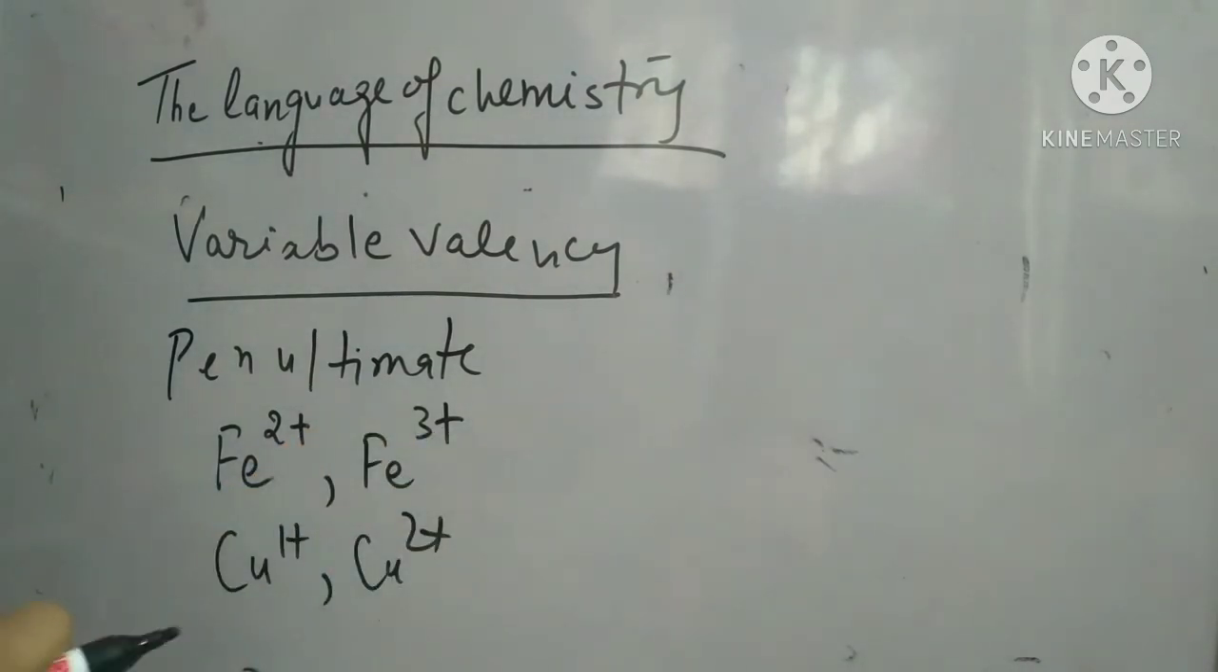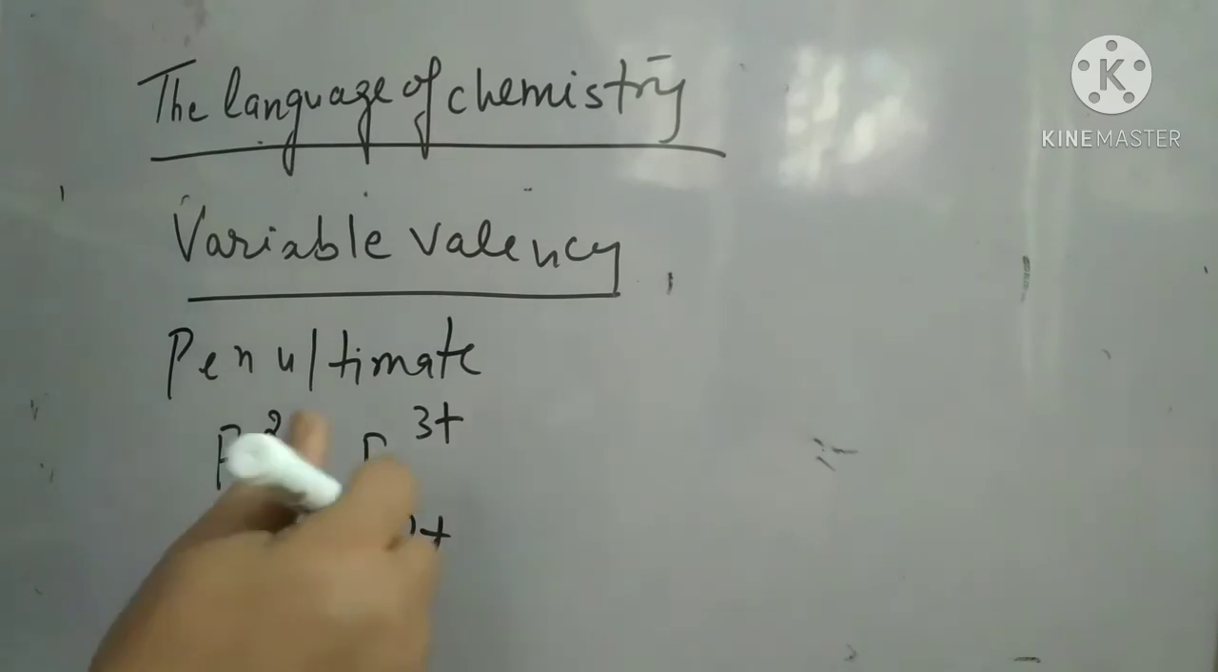In a similar way, in copper, where 1+ valency is there, we will be adding the suffix OUS, and here we will be adding the suffix IC. So the name of Cu1+ is cuprous and the name of Cu2+ will be cupric.